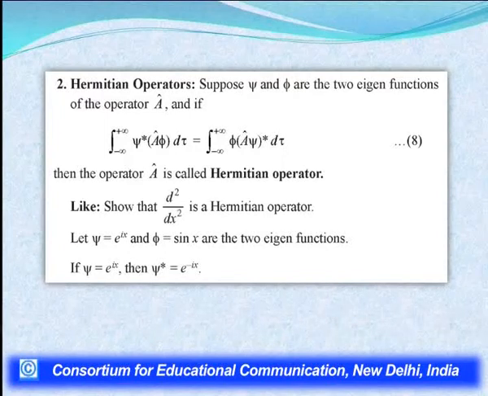In both expressions, in equation number 8, the left hand side as well as the right hand side, see carefully that phi star is not required. We need to have psi star with us. So what is psi? There are two functions, psi and phi. Psi is e to the power of ix. Then what would be psi star?